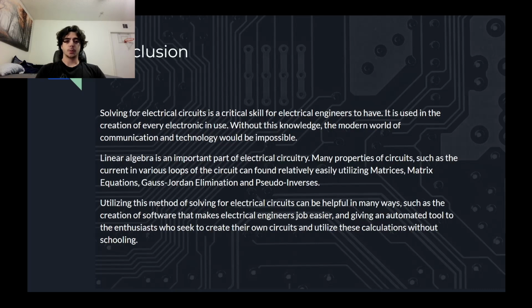Linear algebra is an important part of electrical circuitry. Many properties of circuits, such as the current in various loops of the circuit, can be found relatively easily using matrices, matrix equations, Gauss-Jordan elimination, and pseudo-inverses. Utilizing this method of solving for electrical circuits can be helpful in many ways, such as the creation of software that makes electrical engineers' jobs easier, and giving an automated tool to the enthusiasts who seek to create their own circuits and utilize these calculations without schooling.